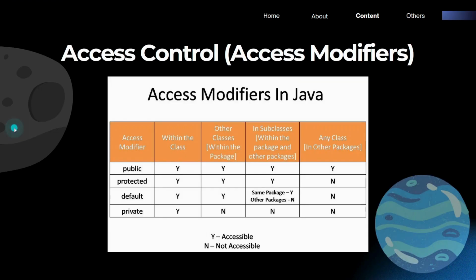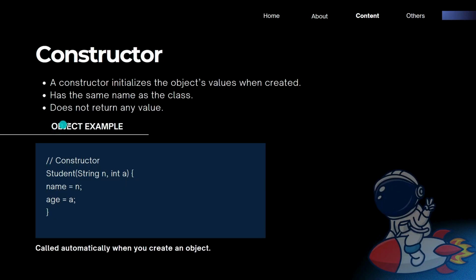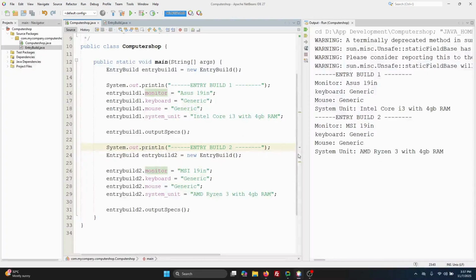Okay, so before we proceed to encapsulation, let us have an implementation first about access control and constructor. Let's go back to our IDE and our computer shop project. We assigned each variable a value here in the main method. We do it line by line.